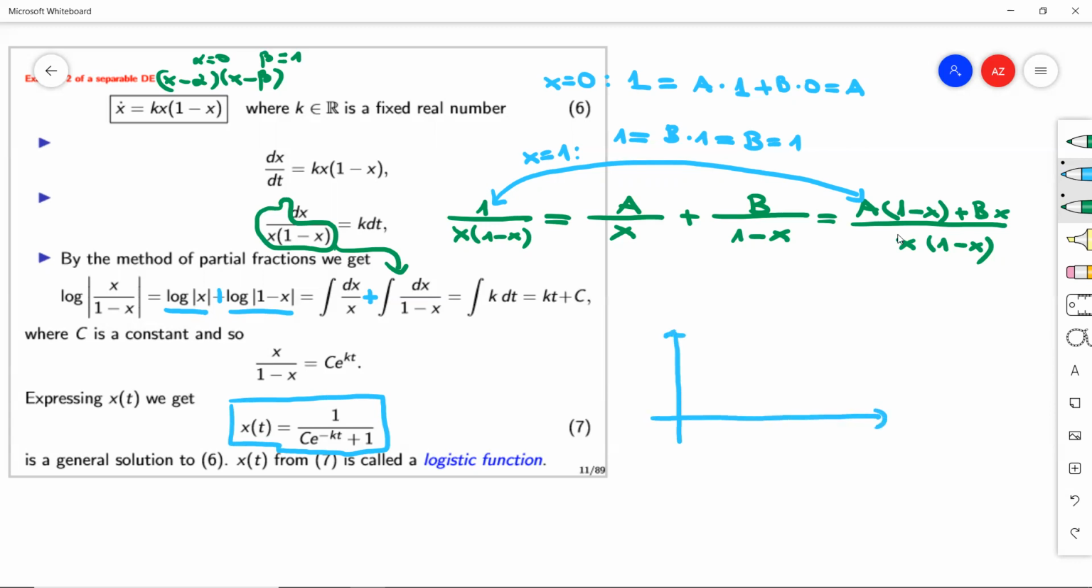The logistic model, if you recall, was such a model that the function first behaves exponentially, so it grows as an exponential function, then the growth linearizes, and then the growth stops. So this is one specific example of a logistic function.